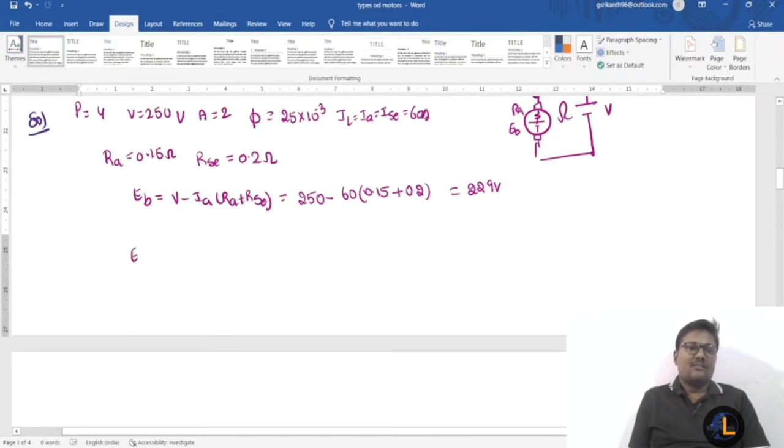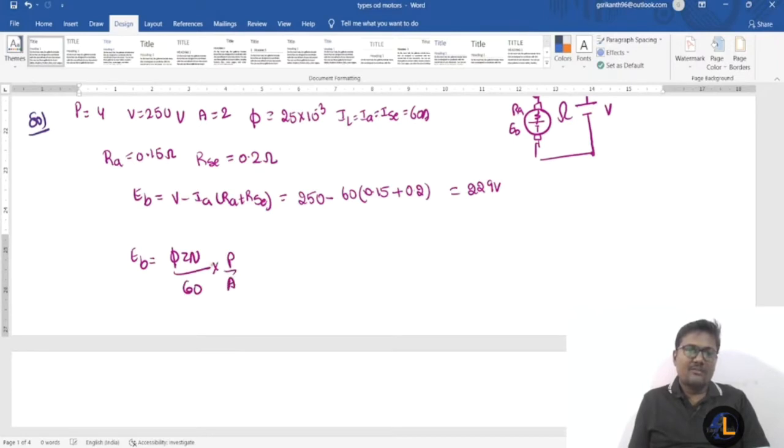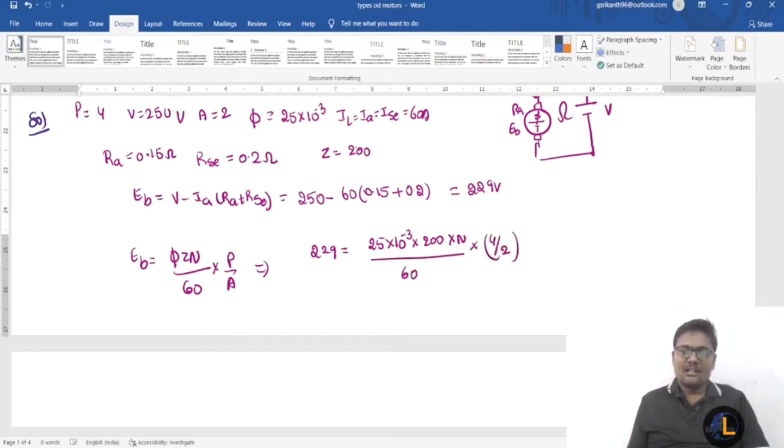After that, EB is equal to flux Z n by 60 into P by A. I am substituting here because it is asking for the speed under this condition. So 229 is equal to flux, 25 into 10 to the power minus 3, the number of conductors, I think, are 200, so 200 into speed, which I have to calculate, divided by 60, into the number of poles, which is 4, and parallel paths are 2 for wave winding. Then I got the speed as 1374 RPM.